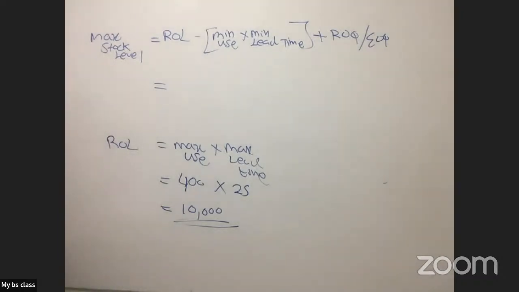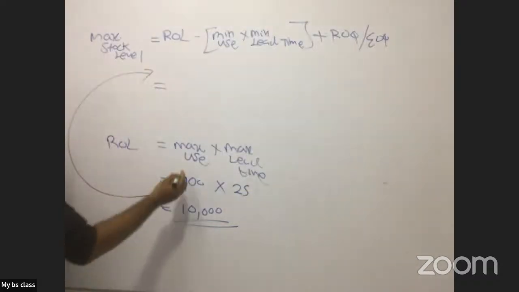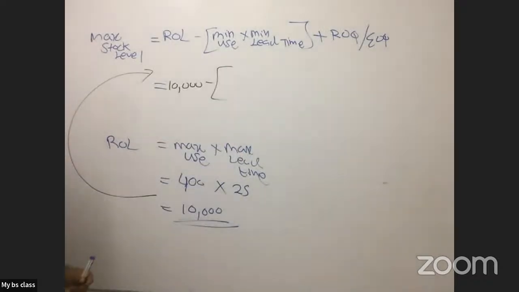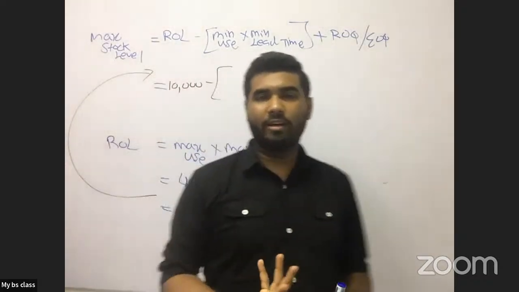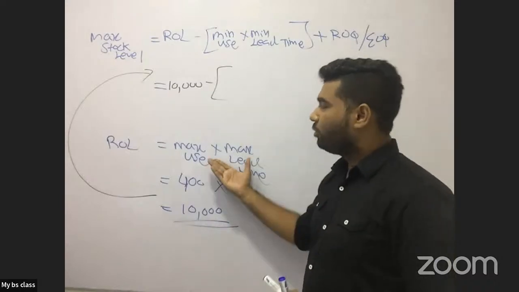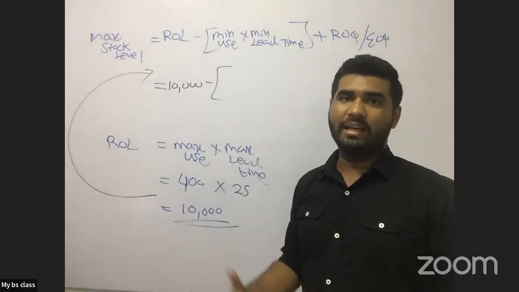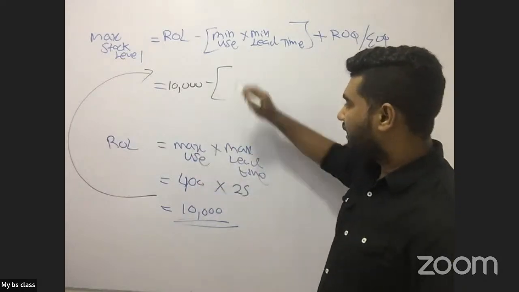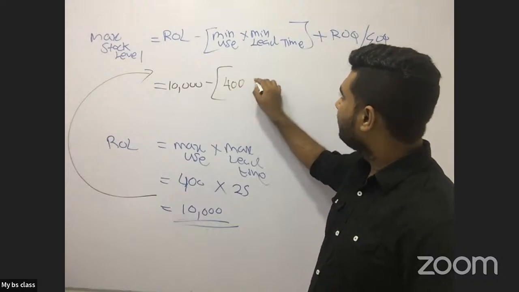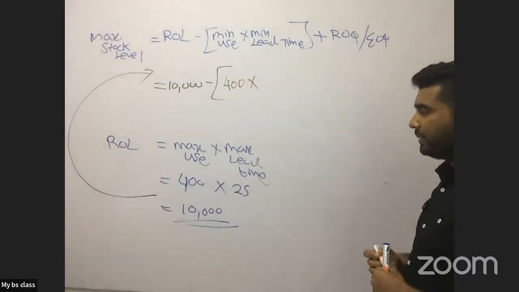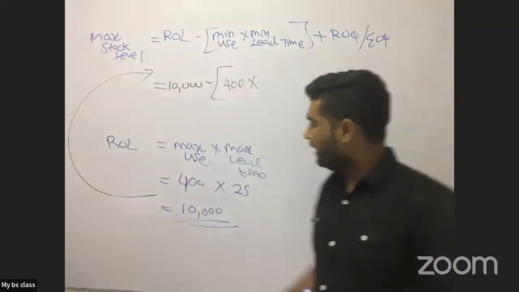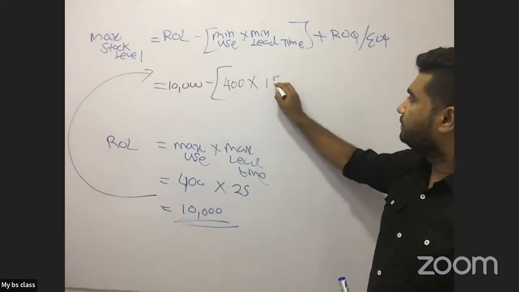එහෙනම් මෙන්න ROL හොයාගත්තා. So then you apply ROL here. ROL 10,000. තව හොයන්න ඕනේ minimum use. මේ බලන්න, maximum use එකත් 400, minimum use එකත් 400, because we use the average figure since they haven't provided us the minimum and maximum. ඒ නිසා මේකම තමයි අපි මෙතන apply කරන්නේ, just 400, into the minimum lead time එක. Minimum lead time එක දීලා තියෙනවා නේද? Which is 15 days.